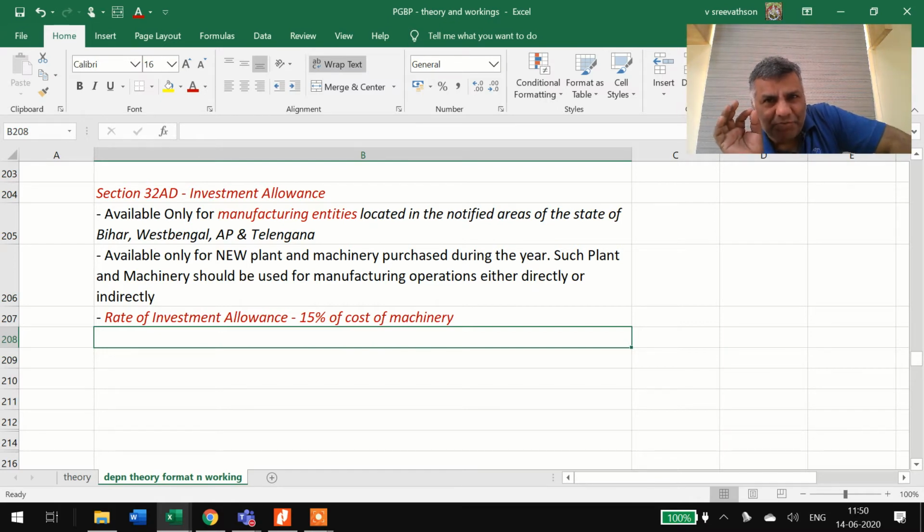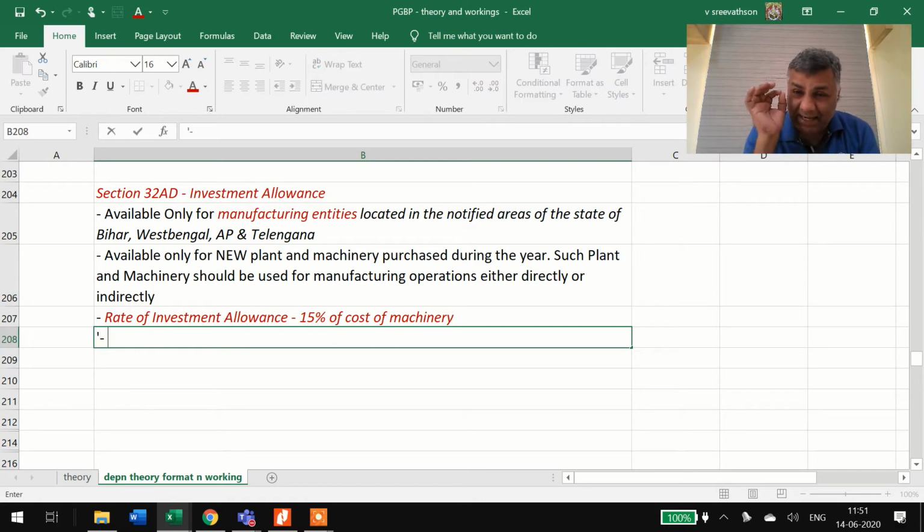My dear friends, two things. One, there is nothing called 7.5%. There is nothing called more than 180 days or less than 180 days. Even if you buy and use it from March 31st, you will get 15% of cost of machinery. That is the biggest advantage here. No need to bifurcate, no need to say 180 days or more or less than 180 days. So 15% you can claim.